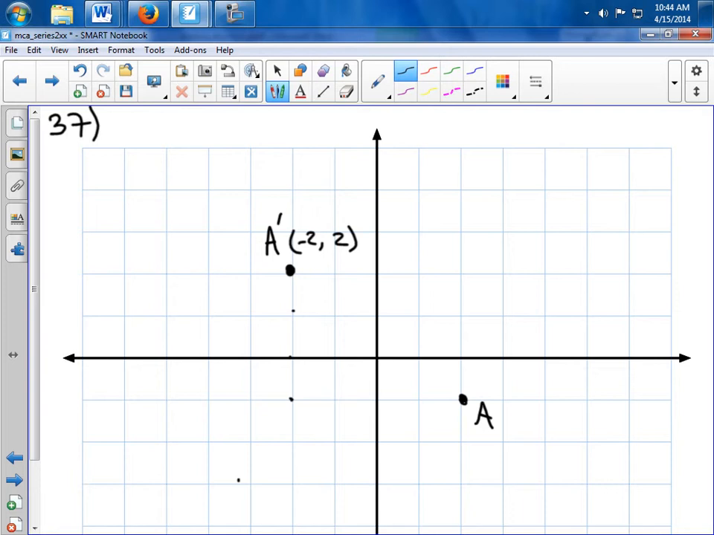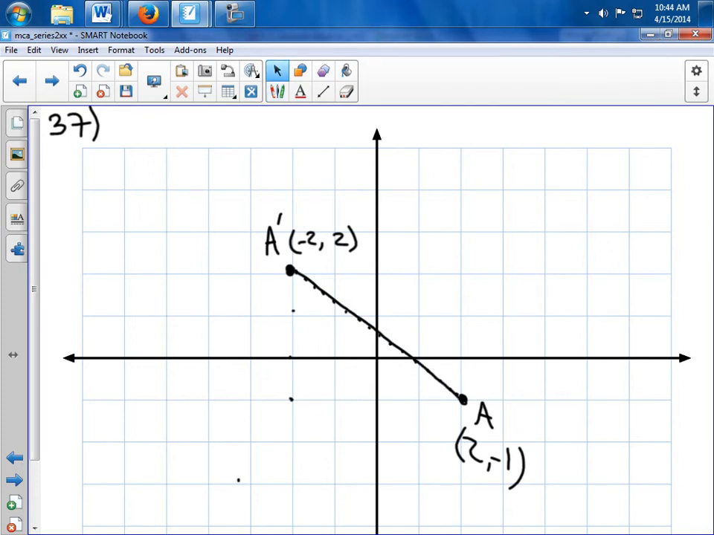Now we're going to go here. What was this starting point? 2, negative 1, right? They want the distance now of this point, correct? I'll do it as a straight line. Does anyone remember how we do that? Straight line. Well, we could do this in blue. We could come over here.